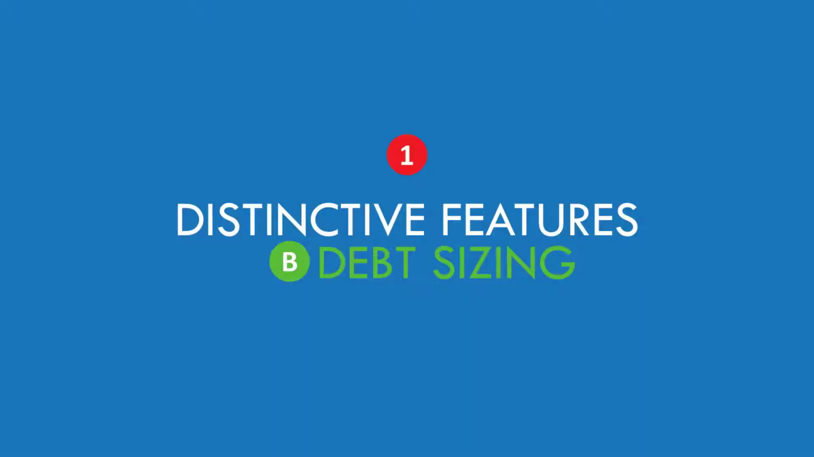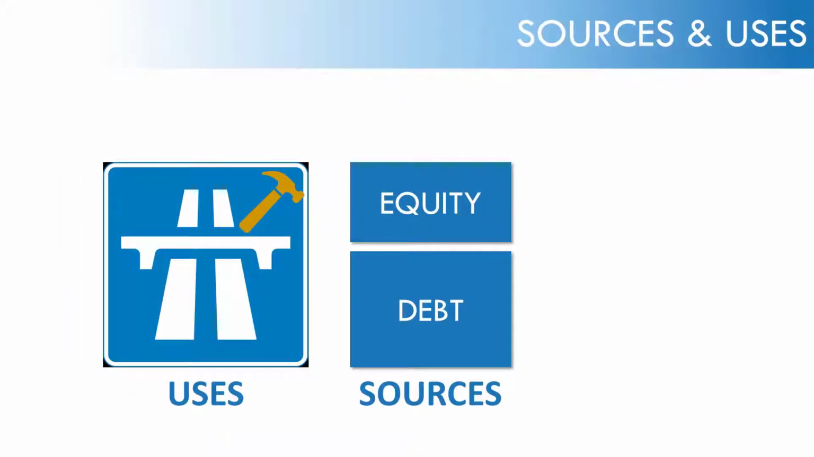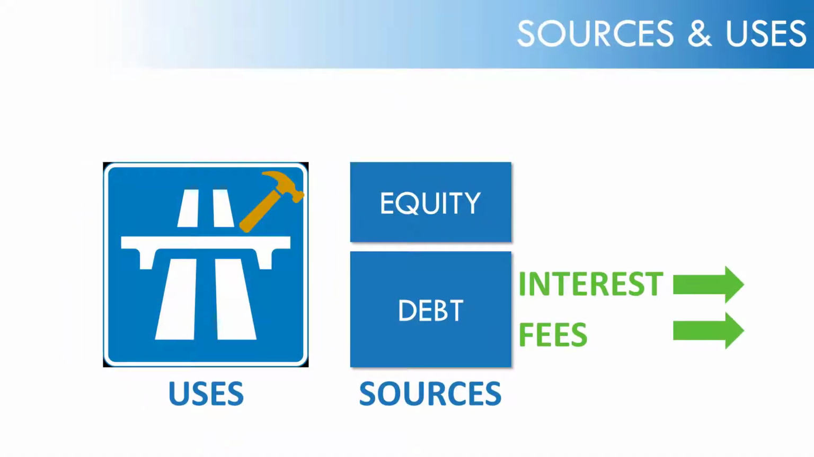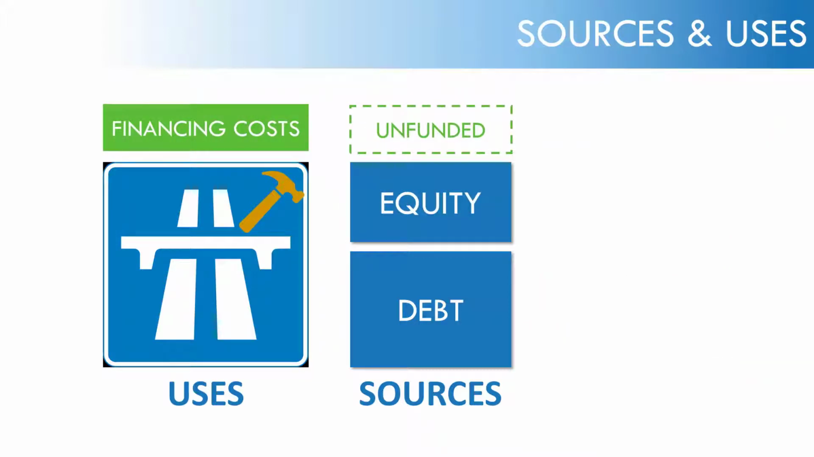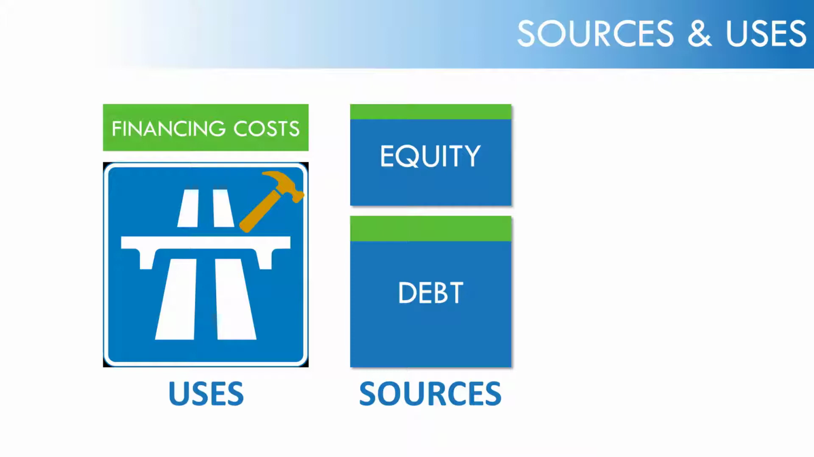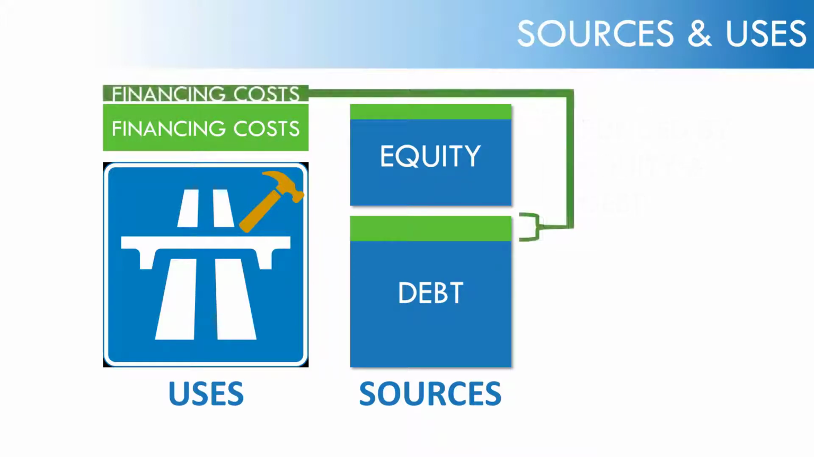Another distinctive feature of a PF model is in debt sizing. There is some complexity around here because lenders charge interest and fees on the debt. However, there are no cash flows to pay these financing costs during construction. To prevent these from being unfunded, the project needs to take on more debt and equity. The additional debt taken on generates additional financing cost, resulting in more debt and equity that needs to be taken on, and so on and so forth.